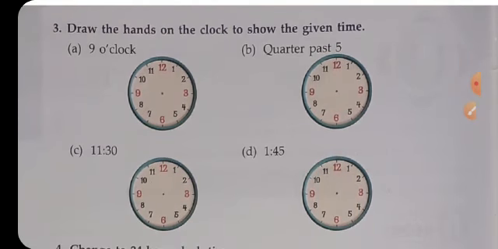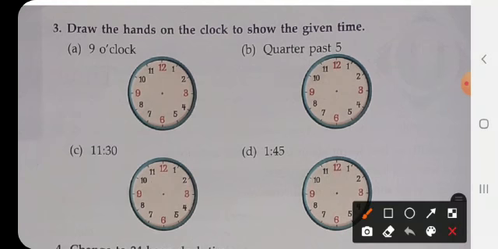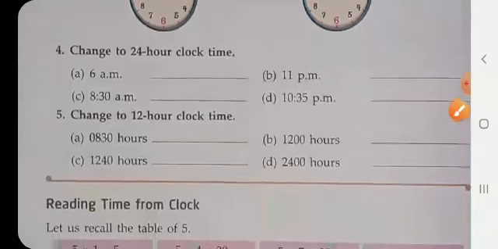Now we have to show which hand goes where. Draw the hands on the clock to show the given time: 9 o'clock. Now how will you show 9 o'clock? Put the small hand over here and the bigger hand over at 12. This shows 9 o'clock. Now mark all the clocks and make them perfect according to their time.